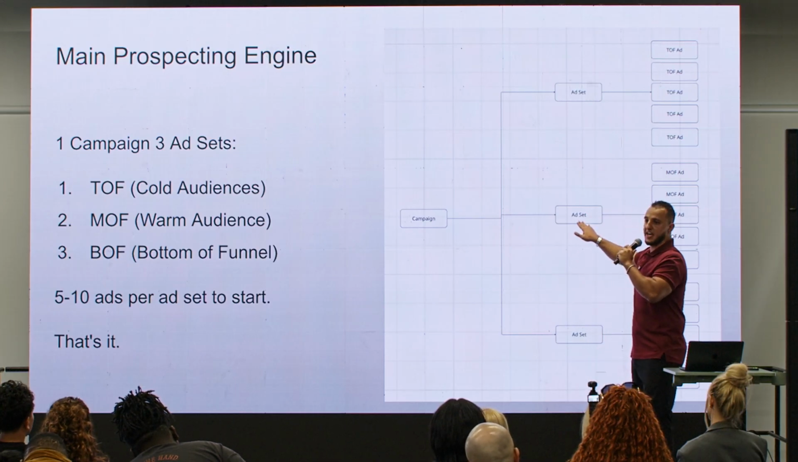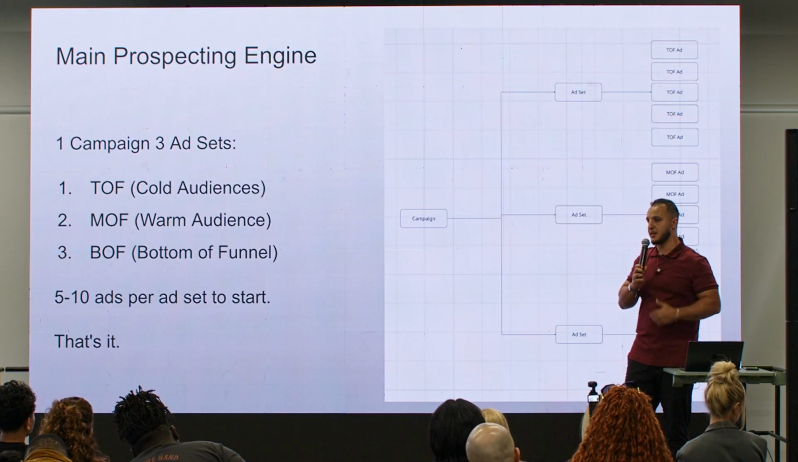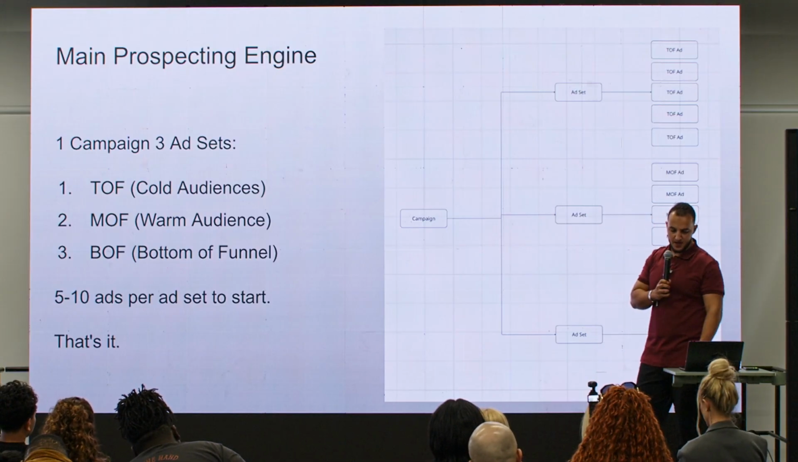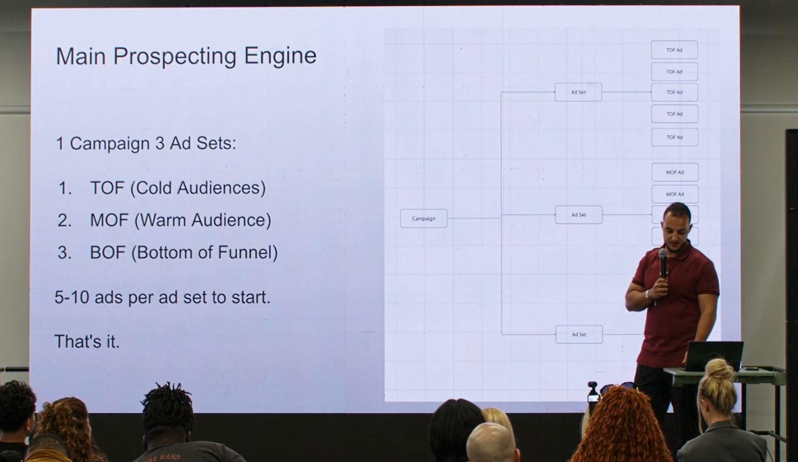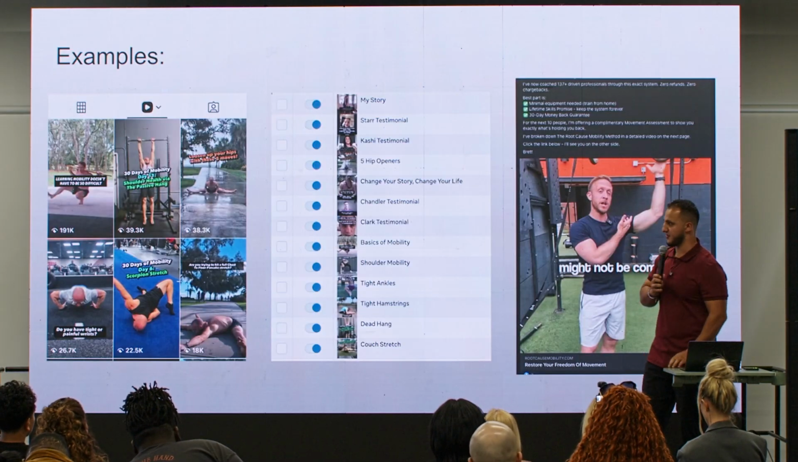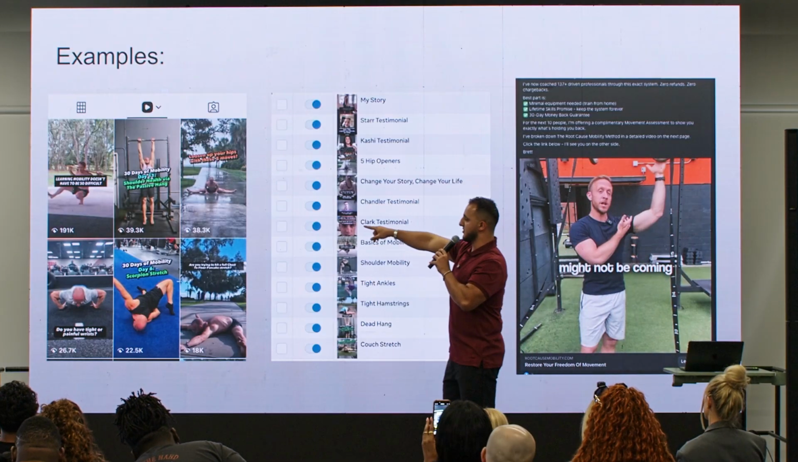Warm is anyone who's engaged with your profile. These are followers, email lists, etc. Bottom of funnel is maybe anyone who's already visited your funnels and still not converted. Again, if you have questions about this more advanced stuff, we can talk about it later. But these are examples. This is what we use for top of funnel.